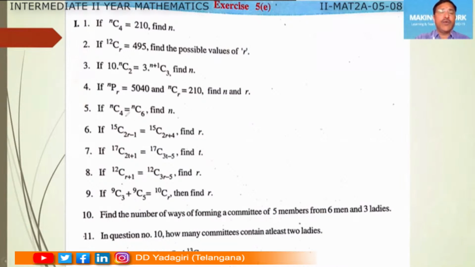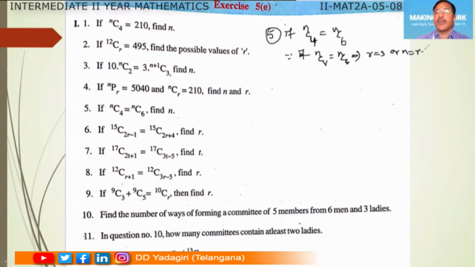చూడండి, NC4 is equal to NC6. If NC4 is equal to NC6, so ఇదే ఫార్ములా. Now see this fifth problem in exercise. If NC4 is equal to NC6, then n is equal to. So the formula is if NCR is equal to NCS, then either R is equal to S or n is equal to R plus S. So therefore here 4 is not equal to 6. Therefore n is equal to 4 plus 6 is equal to 10. That's it.